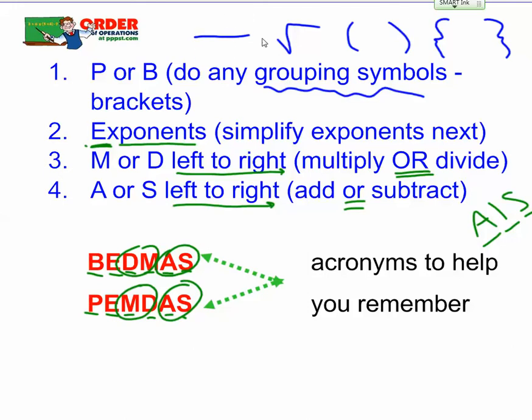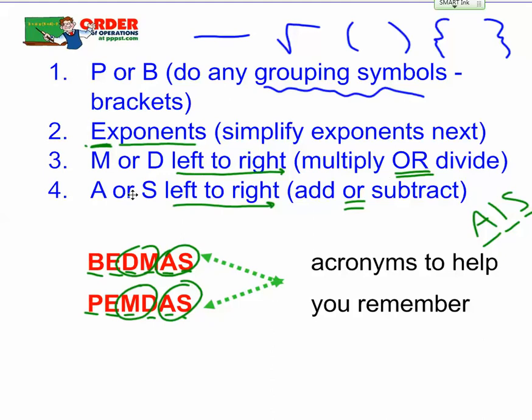So if you have a grouping symbol that's a division bar, you do all the operations on the top in order of operations and the bottom, and you divide last. So you do the top first. The square root symbol is a grouping symbol, parentheses and brackets. So first you do that. Secondly, E stands for exponents. You always simplify your exponents next. The third thing you do is multiply or divide from left to right, whatever comes first.